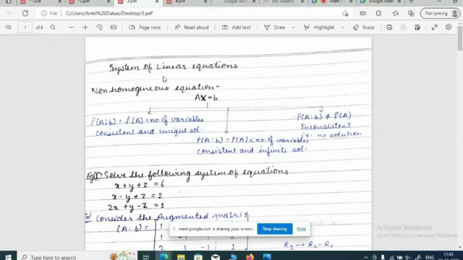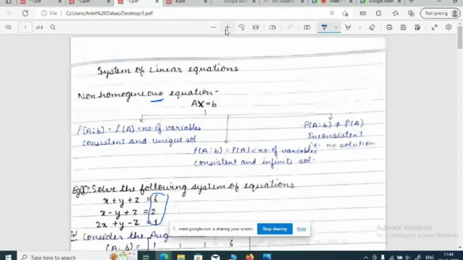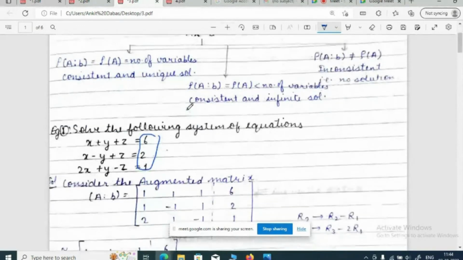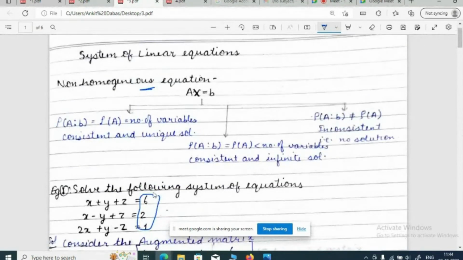Then those equations will be linear. That is, we will have something like x plus y plus z, and not x square or y cube; higher order terms we won't be considering. And these will be equalities, and none of them will be any inequality. So the first thing we consider is the non-homogeneous equations, the equations in which the right hand side is not equal to 0. Equations for which the right hand side is non-zero are called non-homogeneous equations.